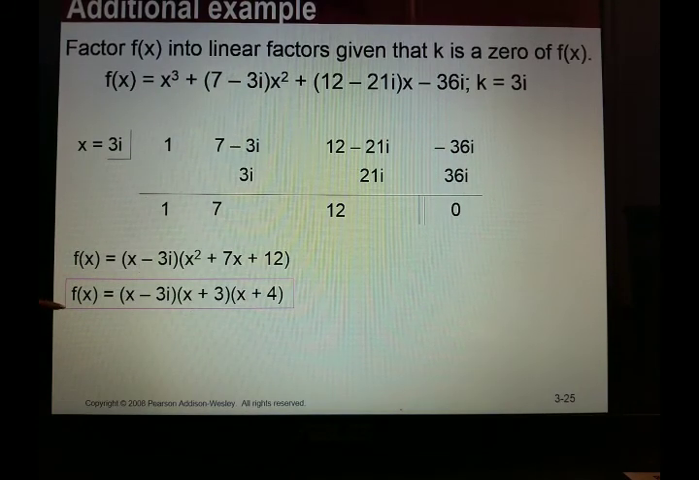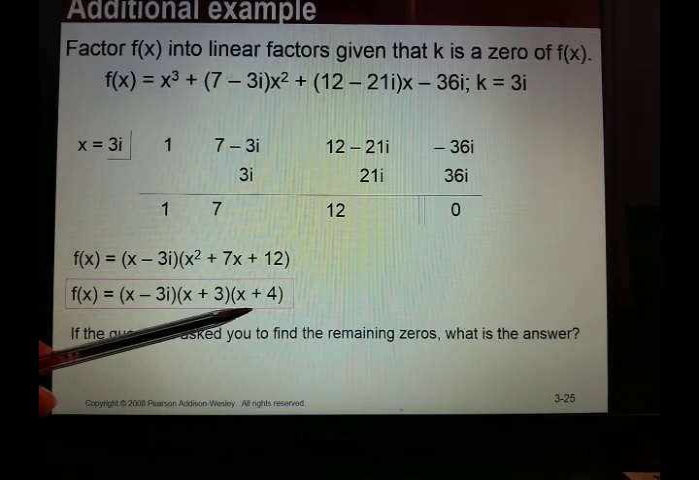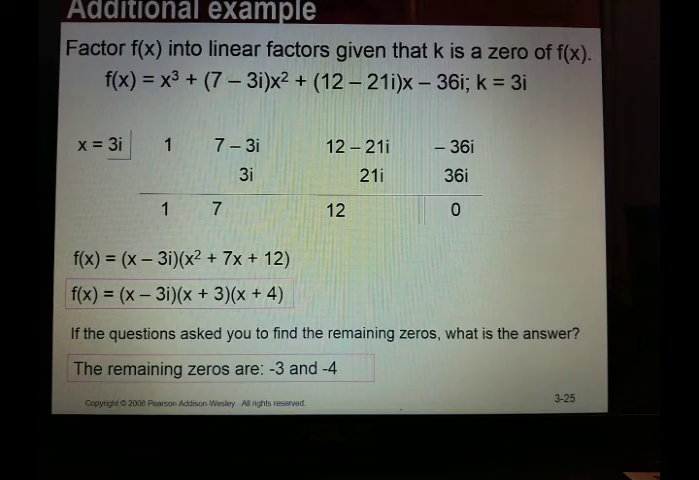If the question had said to find the remaining zeros, then you would have x equals -3 from this factor, x equals -4 from this third factor. Those would be your remaining zeros.